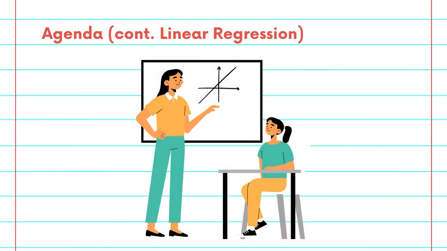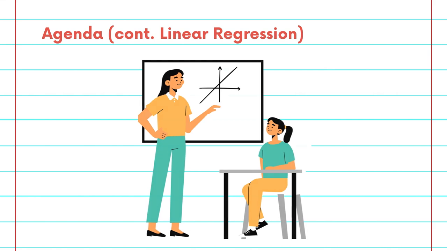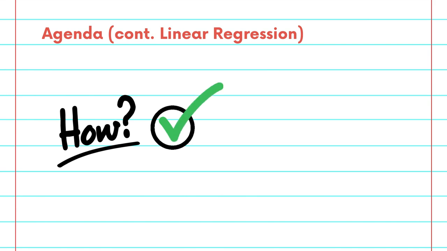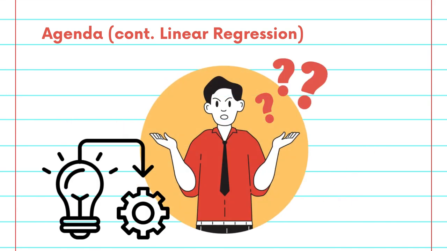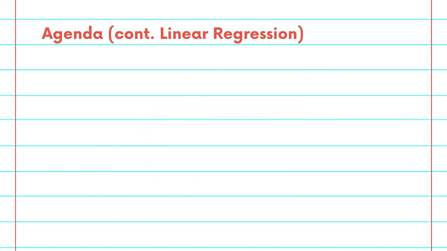And today we will be finishing up with the linear regression session. So we have covered most of the theory part of the linear regression. We know how it works and we know why we're using it. But how do we implement them in practice? Well, we will have separate videos to cover implementing linear regression in Python. But we'll briefly talk about it here.